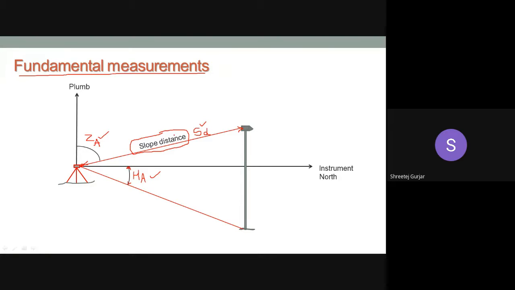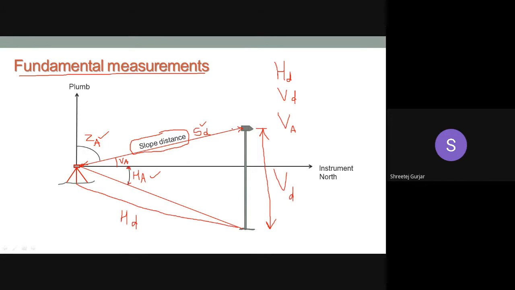From these three fundamental measurements, we can calculate the horizontal distance, right? Horizontal distance, vertical distance, and also if you want, you can calculate various other angles, right? The vertical angle and various other angles can also be obtained. At this particular angle, the vertical angle is here. Horizontal distance is what? From here to here. This is the horizontal distance. And vertical distance is nothing but this particular height.